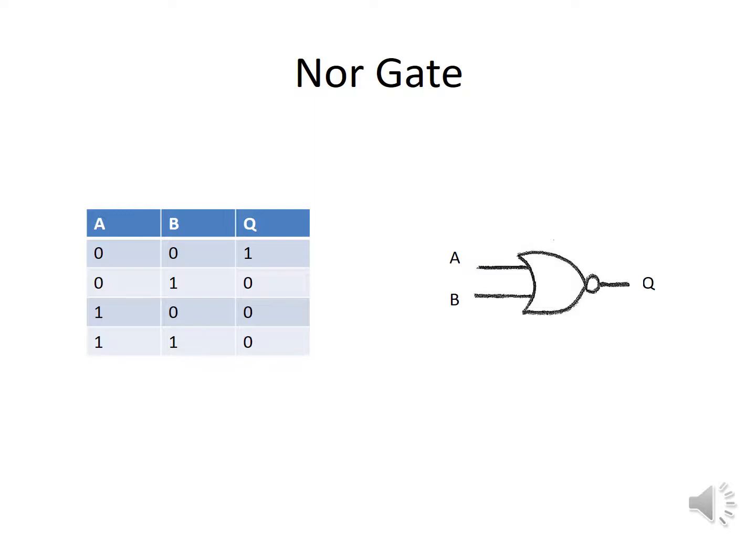The same as an OR gate, but the Q, where it was a 0, has been turned to a 1, and where it was a 1 has been turned to a 0. So it's only on if both A and B are off. That's actually very different to a NAND gate. If you're not sure, look back at a NAND gate and you'll see that the truth tables are different.